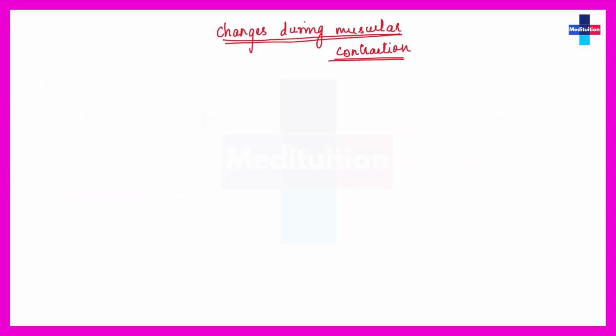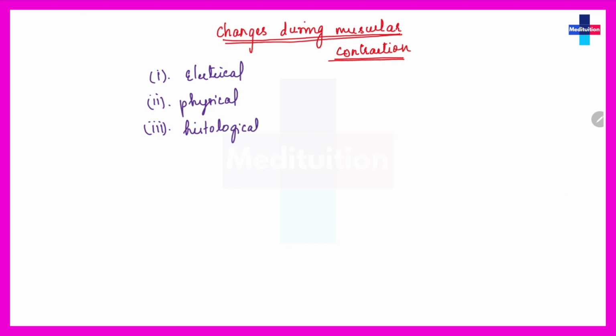Now in this topic we are going to see what all the changes during muscular contraction are. What are all the changes in muscular contraction? The first change will be your electrical change. Next we'll be seeing the physical changes. Then we'll be seeing the histological change of the muscular contraction, and some other chemical and thermal changes.